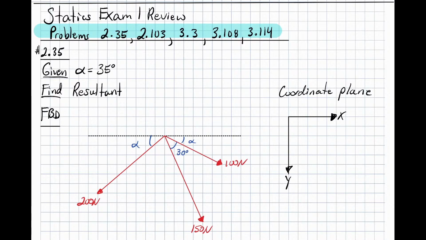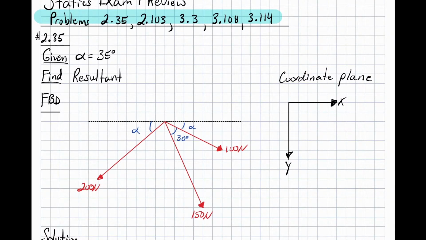We are given that alpha is equal to 35 degrees, and they ask us to find the resultant. So we go to the free body diagram. This is going to be like a hook hanging from a ceiling with 3 different cables, ropes, or anything tied to it. We need to find the resultant of those 3 forces. I made my coordinate plane so that all my forces going down are positive in the y direction, and positive x as normal.